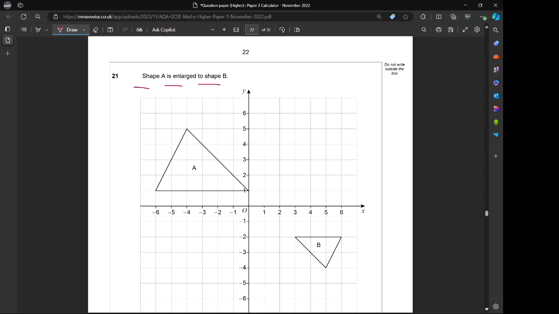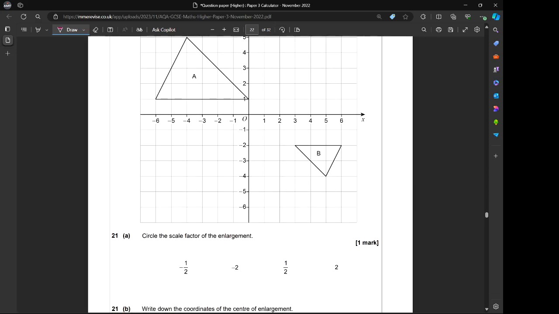Okay. So this is going to have a negative scale factor. So we got 1, 2, 3, 4, 5, 6. We got 6 there. And we got 3 there. So 6 times what makes 3? Will it be a half? But because it has been rotated here, it is going to be minus a half. Because of that rotation there. So that, guys, is my answer for part A. Does that make sense, guys?